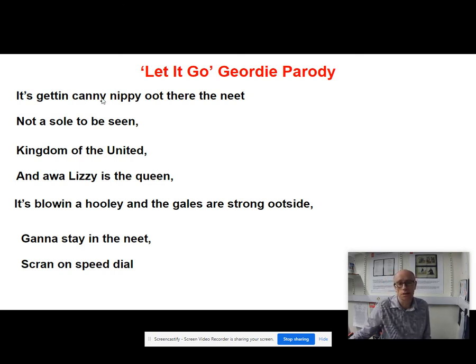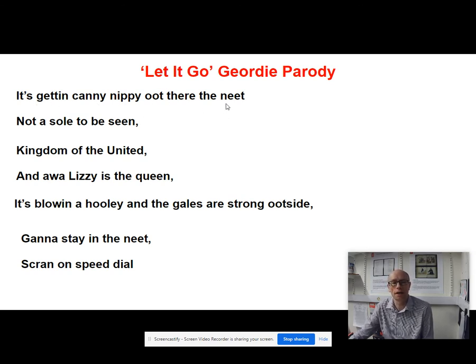Canny is quite an interesting Geordie dialectical expression here. It's got two meanings. Canny can be a term of approval, canny meaning good, but here it's being used as an intensifying adverb. So it's emphasizing the adjective nippy. So canny is an interesting Geordie adverb or adjective that's used in various ways.